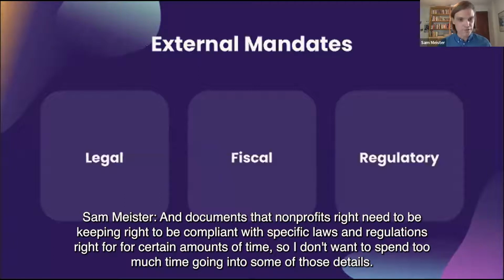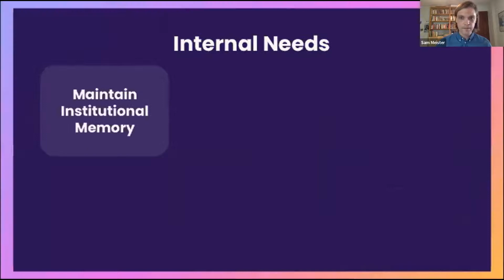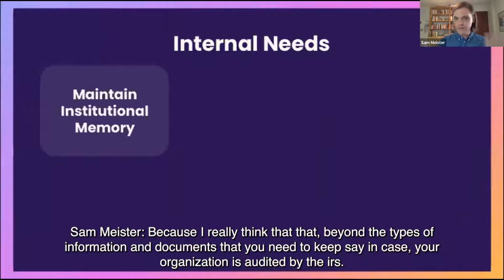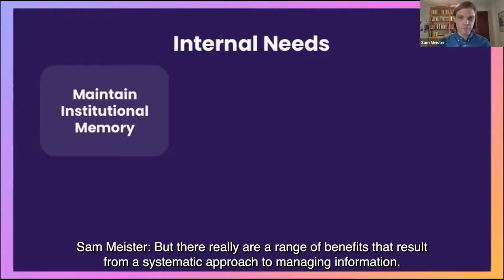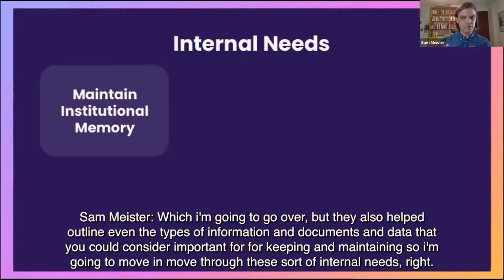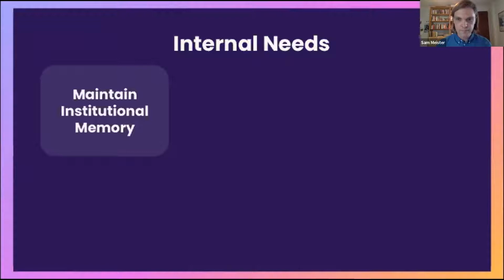So I don't want to spend too much time going into some of those details, because I really think that beyond the types of information and documents that you need to keep, say, in case your organization is audited by the IRS, there's really less guidance on what other kinds of records or information an organization might consider valuable and worth keeping. But there really are a range of benefits that result from a systematic approach to managing information, which I'm going to go over, but they also help to outline even the types of information and documents and data that you could consider important for keeping and maintaining. So I'm going to move through these internal needs right now.